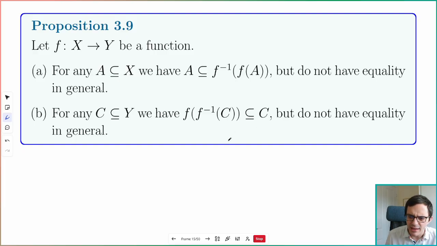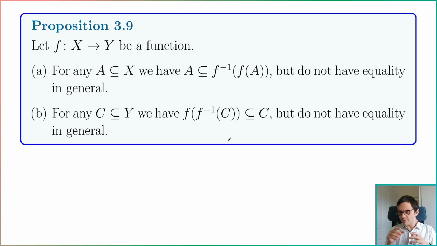The problem there is that when you calculate the preimage, some of the points in C might have no preimage, they might have no points in the domain such that f of x is in C. The plan is to apply f to all of the points that we just found, and it might not be the case that we get back to everything in C. We might have lost some of the points in C.